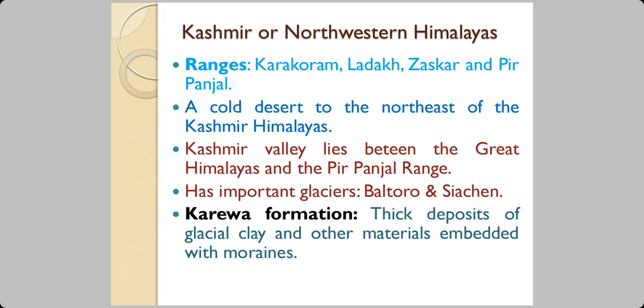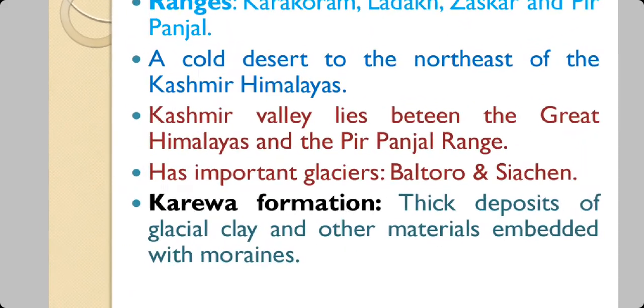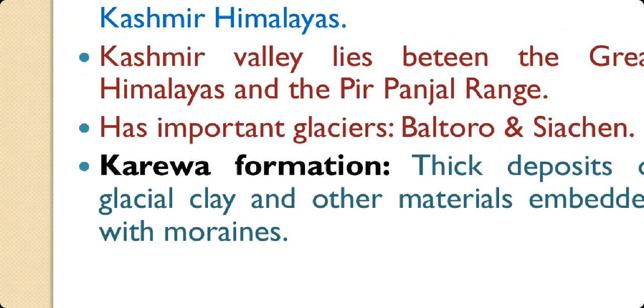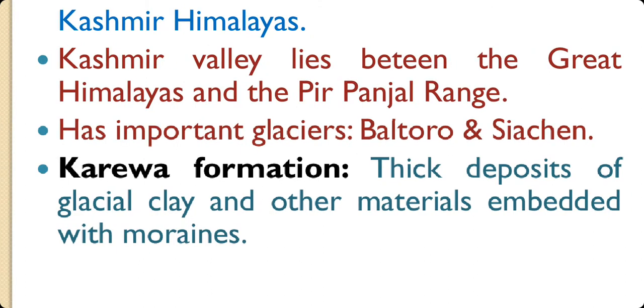Now, about the Kashmir or the northwestern Himalayas, there are some important ranges: Karakoram, Ladakh, Zanskar, and Pir Panjal. Now there's a cold desert to the northeast of the Kashmir Himalayas. Ladakh, as you know, is a cold desert. Kashmir Valley lies between the Great Himalayas and the Pir Panjal Range. Now, this has got some important glaciers. Examples are Baltoro and Siachen.